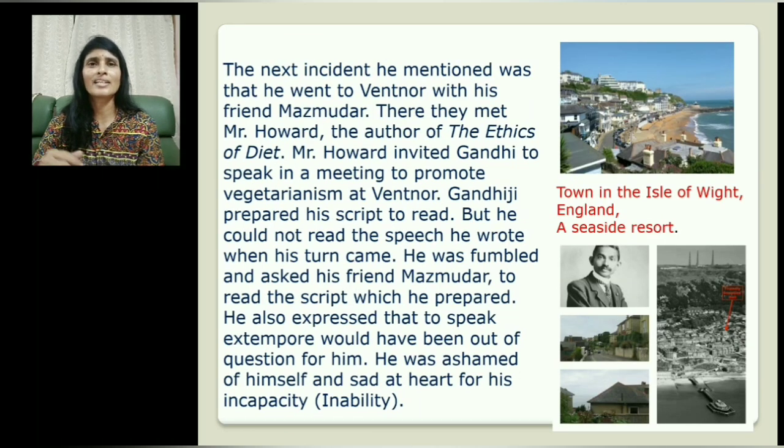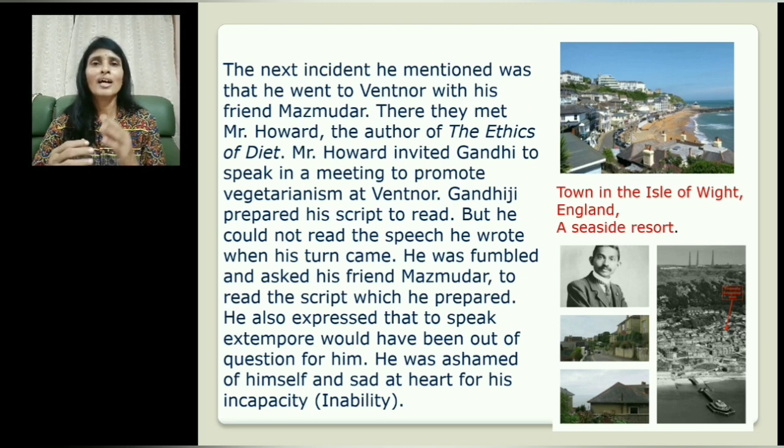And the next incident he mentioned was that he went to Ventnor with his friend Mazumdar. There they met Mr. Howard, a great writer for Gandhiji, because Mr. Howard wrote The Ethics of Diet. He was the author of that book. And Gandhiji, when he was studying to be a barrister, read this book and was influenced by it.